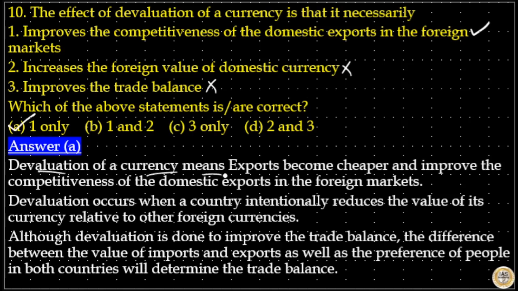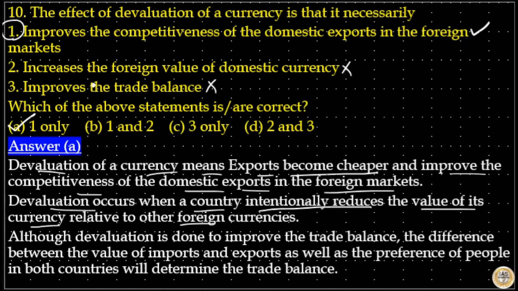Devaluation of a currency means exports become cheaper and improve the competitiveness of the domestic export in the foreign market. So statement 1 is correct here. Devaluation occurs when a country intentionally reduces value of its currency relative to other foreign currency. So statement 2 is incorrect. Although devaluation is done to improve trade balance, the difference between value of imports and export as well as the preference of people in both the countries will determine trade balance. So we cannot say it will improve trade balance. So here answer to this question is option A.